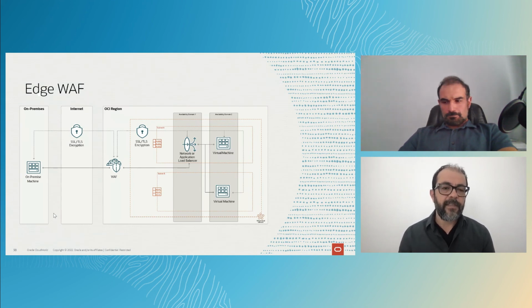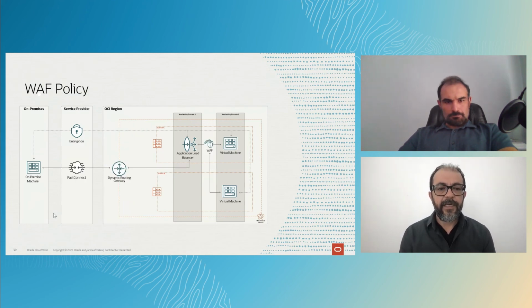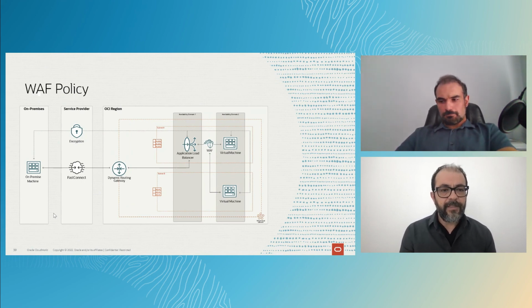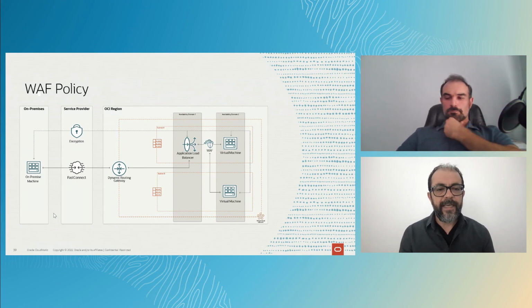Here, we can see the positioning of the web edge WAF policy. Again, this resides slightly outside your VCN boundary. However, it's configured within your tenancy. We can see the consumer is coming in from the internet, and the TLS encryption will take place up until the WAF policy.